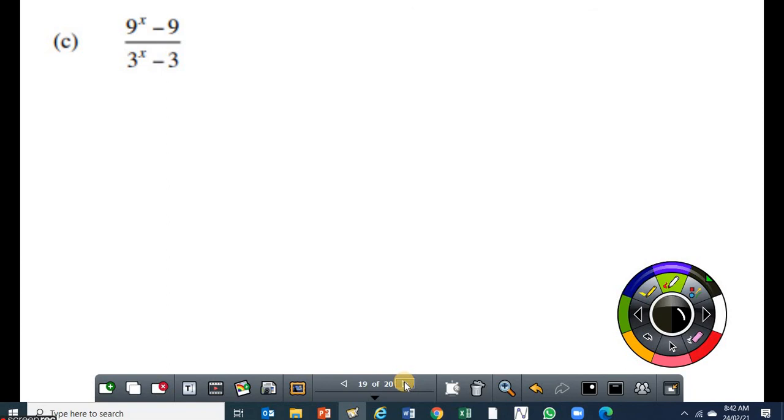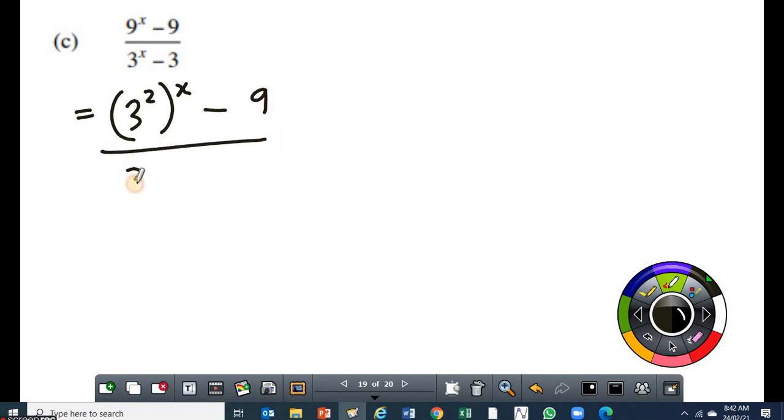Now, this one here requires the knowledge of prime factors and factorization for you to carry on, and a little bit of mathematical manipulation. So, the first step, we are going to convert all the bases that are not prime to prime. So this will be 3 squared, all raised to the power of x minus 9, all over 3 to the power of x minus 3.